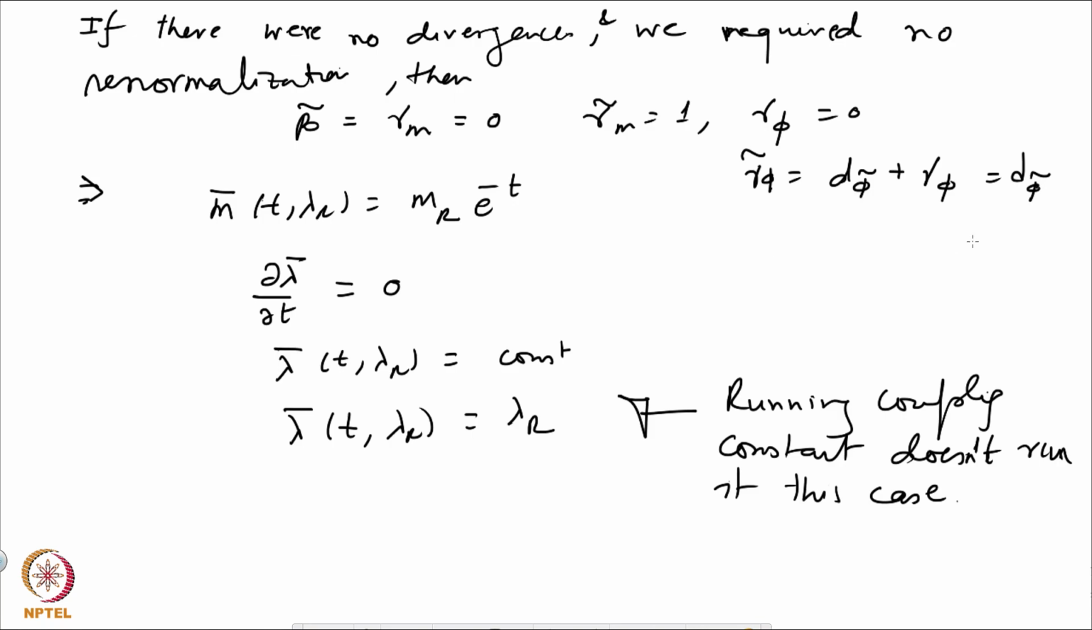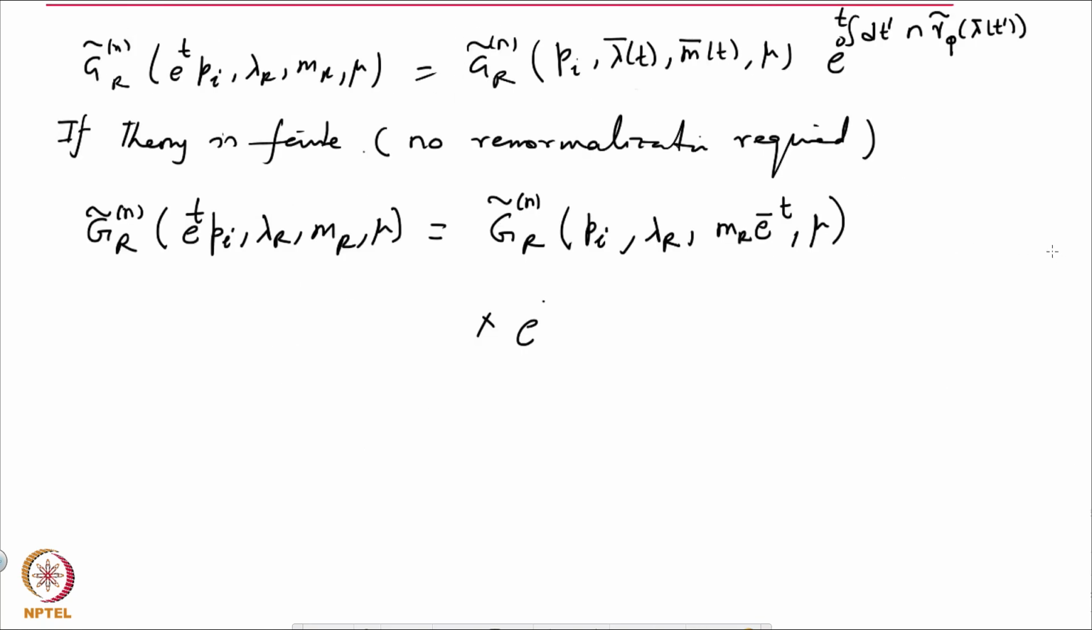Gamma tilde phi in this case is just d phi tilde. Okay, just the canonical dimension of phi tilde. So it is the integral from 0 to t of dt prime of n d phi tilde. D phi tilde is a constant, it doesn't depend on t. Okay, n is a constant, doesn't depend on t, and this integral gives you t. So you get e to the t, okay, n d phi tilde. Okay, that's the result you get.